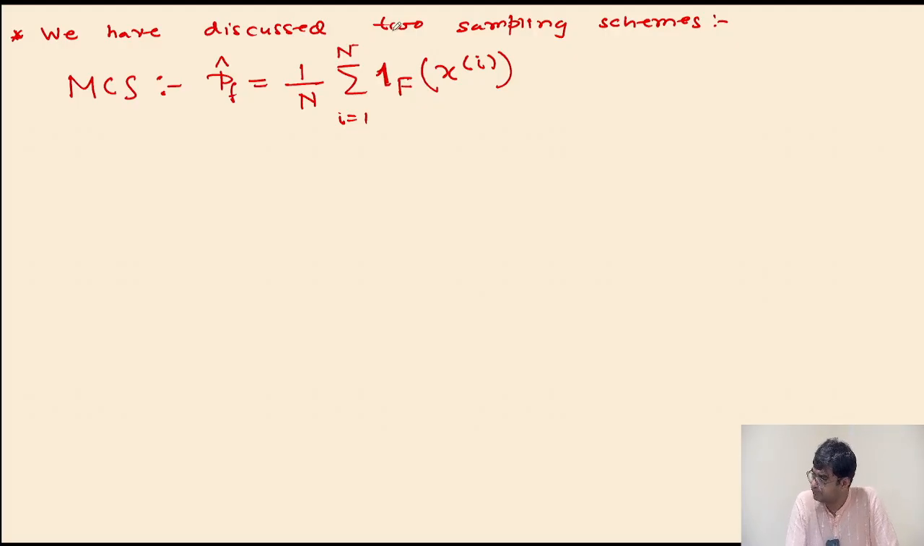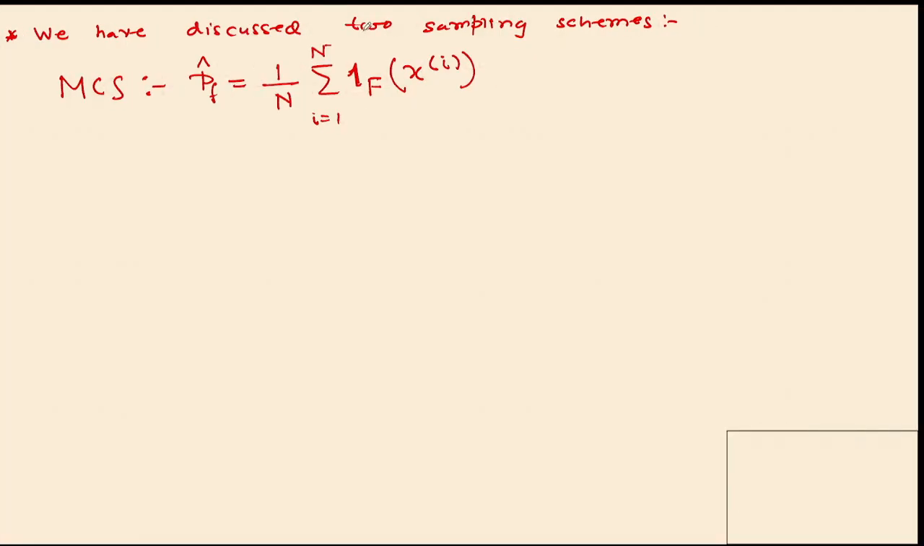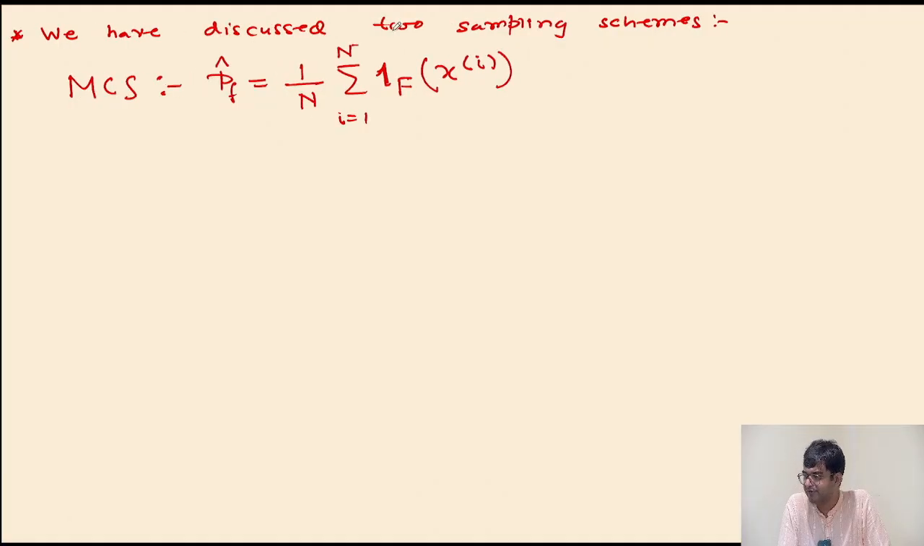What is the problem with this? Slow convergence, right? Which means you need lots of samples, particularly when the failure probability is small, or what we want to call a rare event probability. For rare events, we will need lots of samples, right? So the caveat or the limitation is slow convergence. Okay, and you are aware of that by now, right?